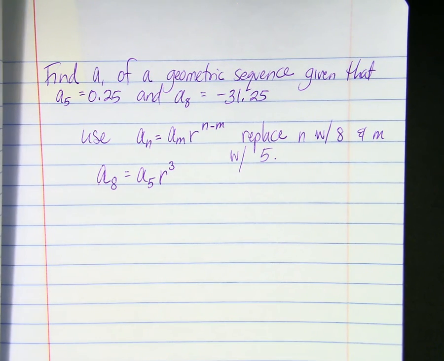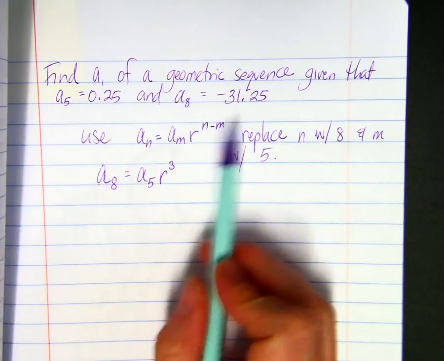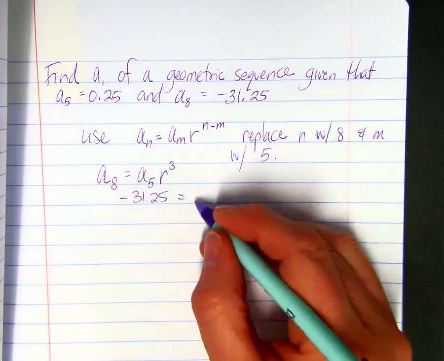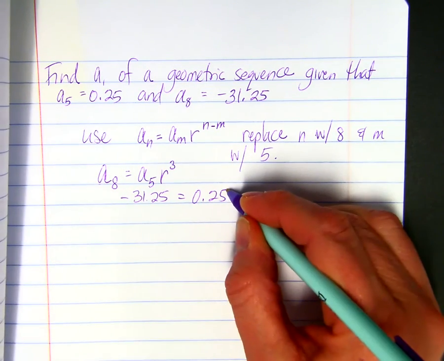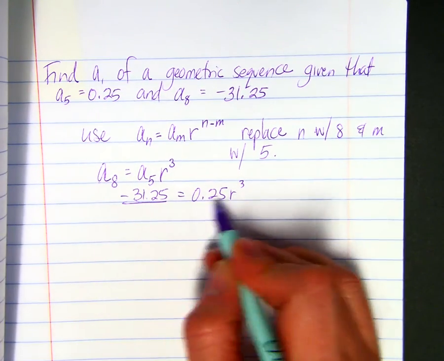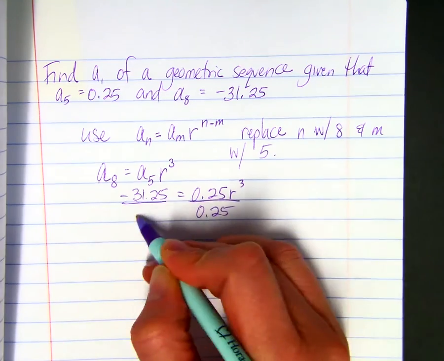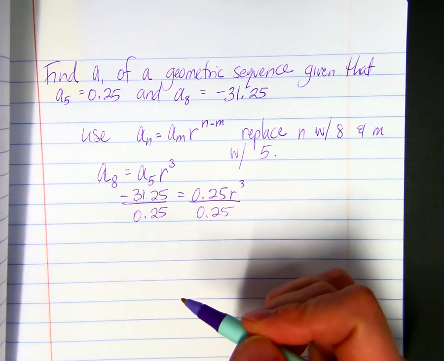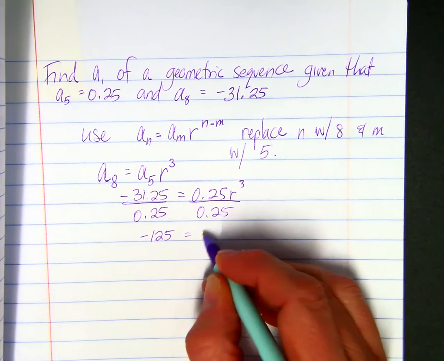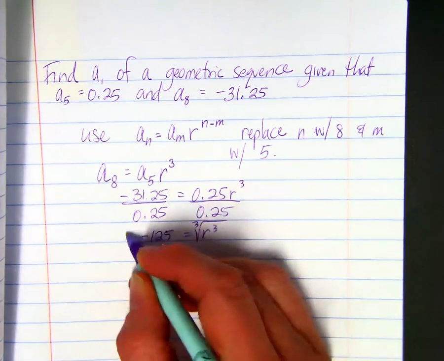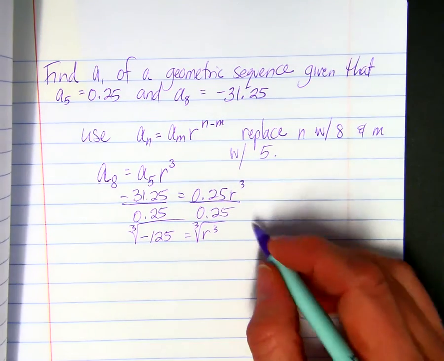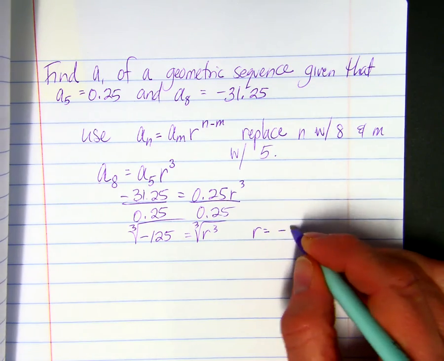Now they gave us a sub 8 and a sub 5. So the eighth term was negative 31.25. The fifth term was 25 hundredths times r cubed. So we divide both sides by 25 hundredths and we get negative 125 equals r cubed. We could take the cube root of both sides and r is going to equal negative 5.